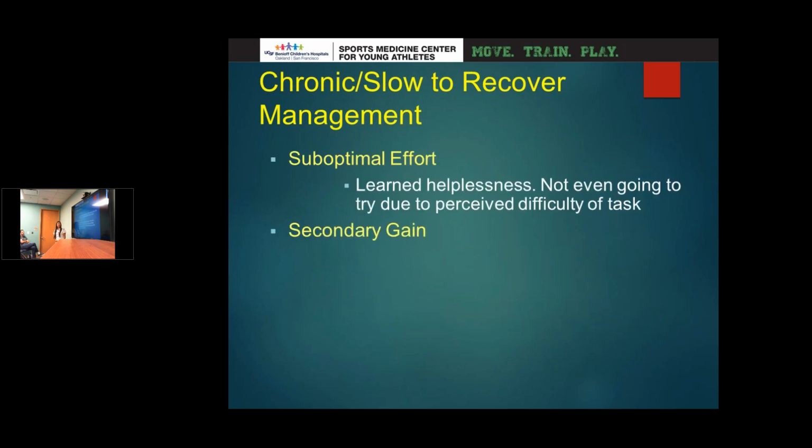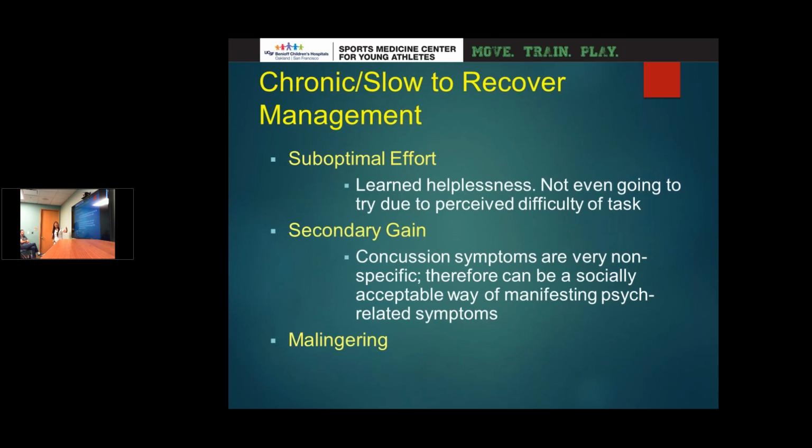And then sometimes this happens too, right? We all know about this, suboptimal effort. You know what, I got a concussion, I can't do it. I can't learn this English, the way that I'm supposed to write my essay. Secondary gain, oftentimes, I can't take the trash out. It hurts.